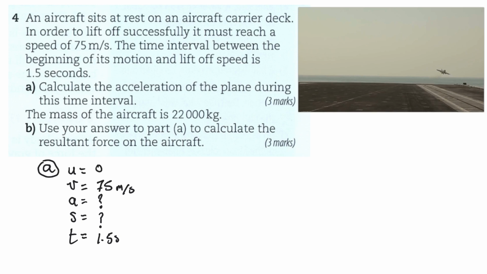So that's our list. And we know that A is V minus U over T. And you can see from the list that we know all the things on the right hand side, so we just fill that in. So we end up with 75 minus 0 over 1.5, and that gives us an acceleration of 50 meters per second squared.